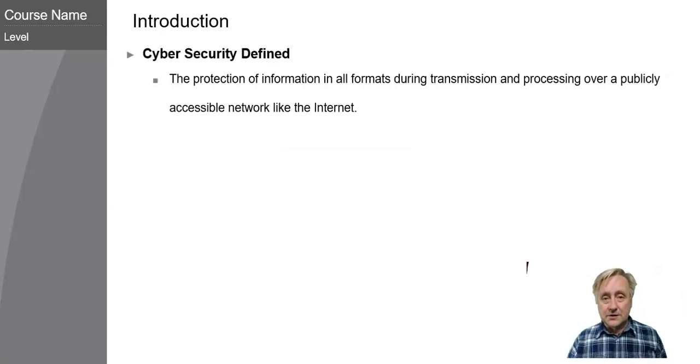Introduction. Let's start with the definition, okay? The definition for cybersecurity is the protection of information in all formats during the transmission and processing over a publicly accessible network, such as the Internet.